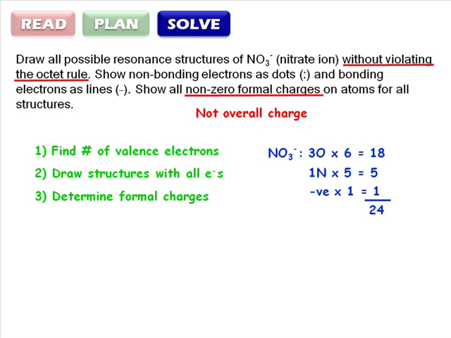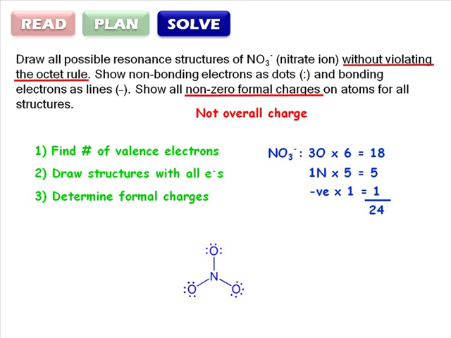To draw the resonance structures, start by connecting each oxygen atom to the central nitrogen atom by a single line. That uses up 6 electrons. Now place the remaining 18 electrons to give each atom an octet. After all 18 electrons have been placed, the nitrogen still doesn't have an octet, so one of the oxygen atoms will have to share a lone pair.